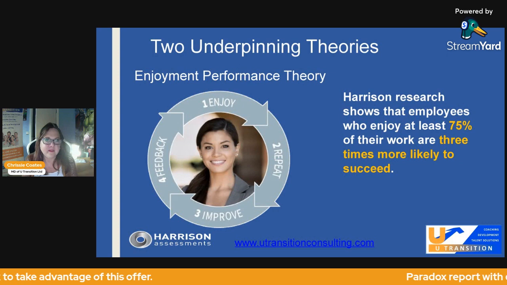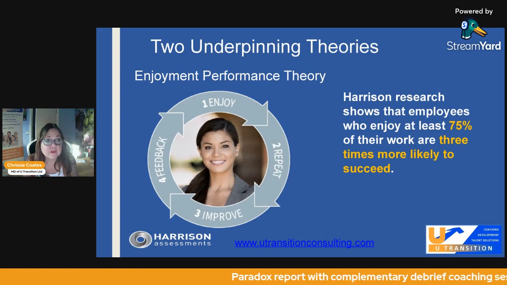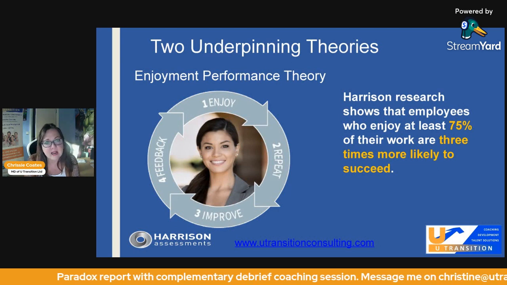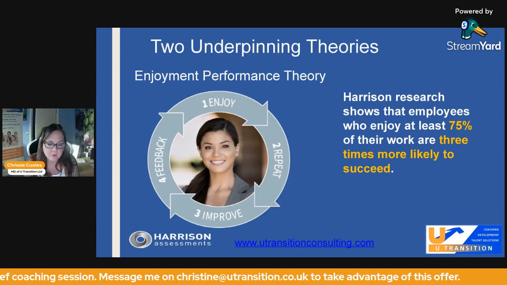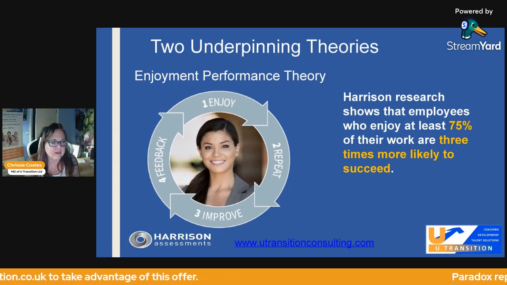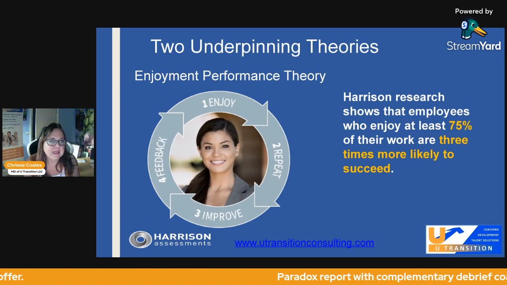So in order to understand paradox or the paradox reports, we need to understand the two theories that underpin Harrison. Harrison's research identified two theories. One is enjoyment performance theory, which in essence says if we enjoy doing something, whether that's a trait or an interest, a task, activity, we are much more likely to want to do it naturally. So we repeat it, we do it more often, we're drawn towards it.